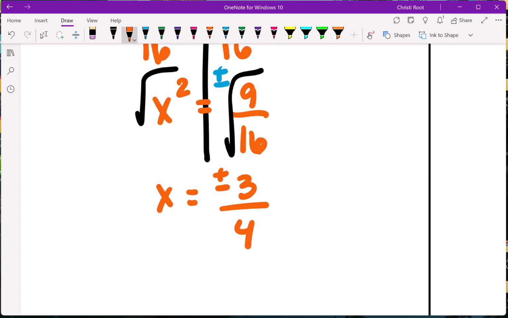Now, how did I do that so quickly without my calculator? The square root of 9 is 3. The square root of 16 is 4.